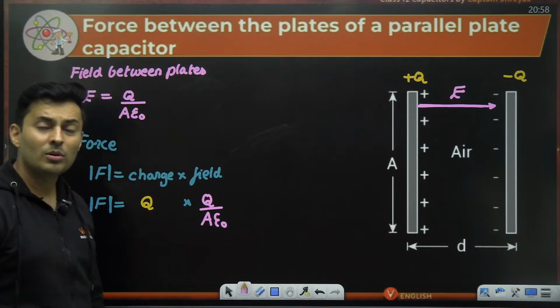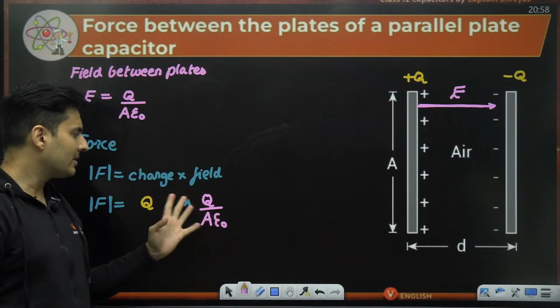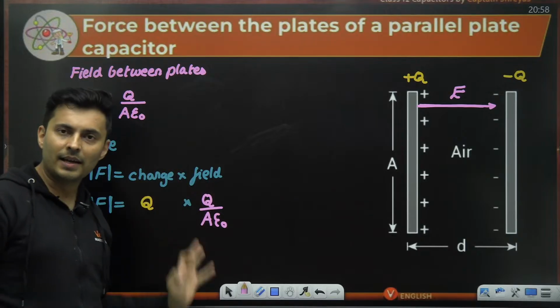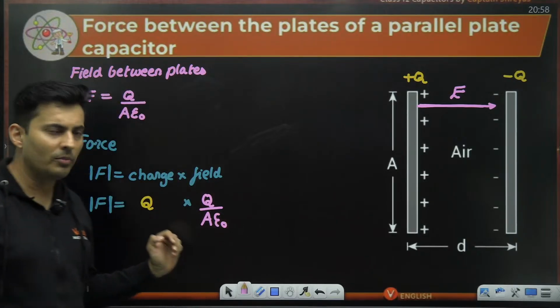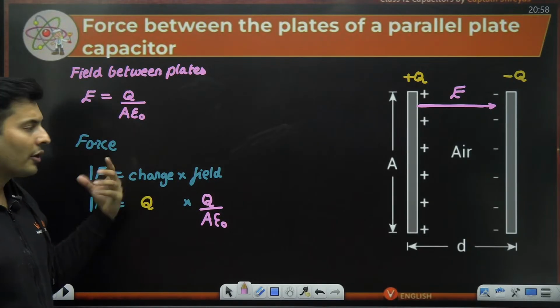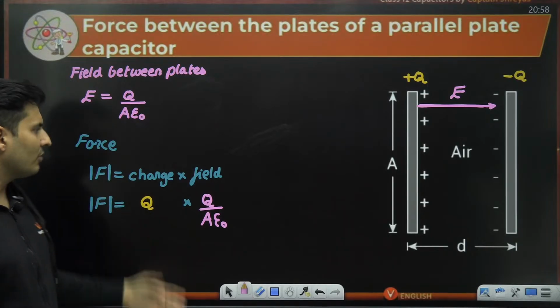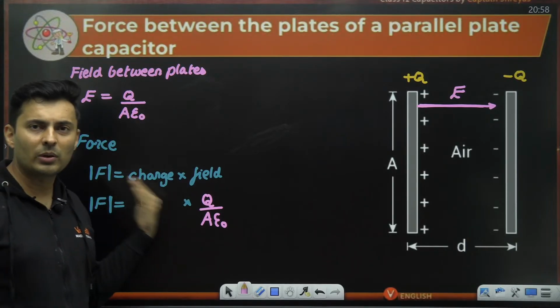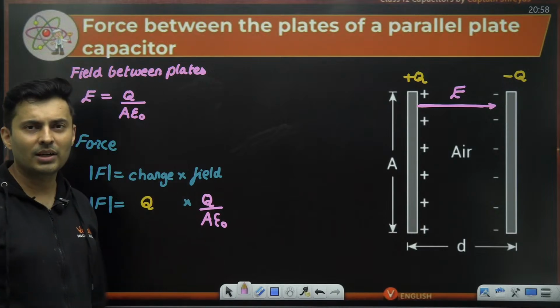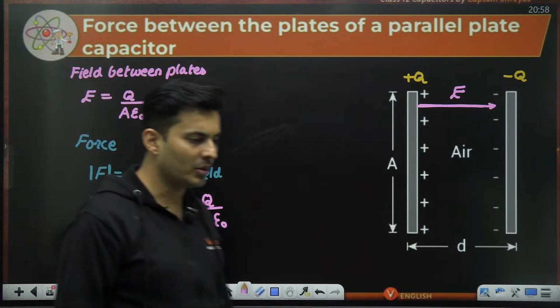But let me tell you, that answer is wrong. There is something wrong in this derivation. Can you point out to me what is the wrong thing? What is that mistake which I have made in this derivation to figure out the force between the plates of a capacitor? Just think about it.